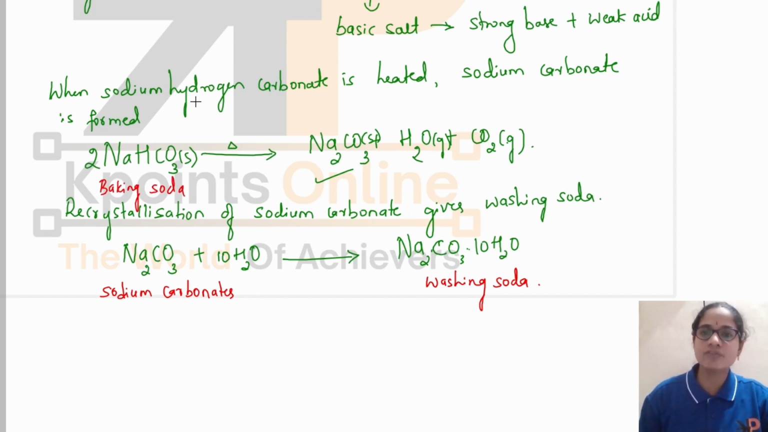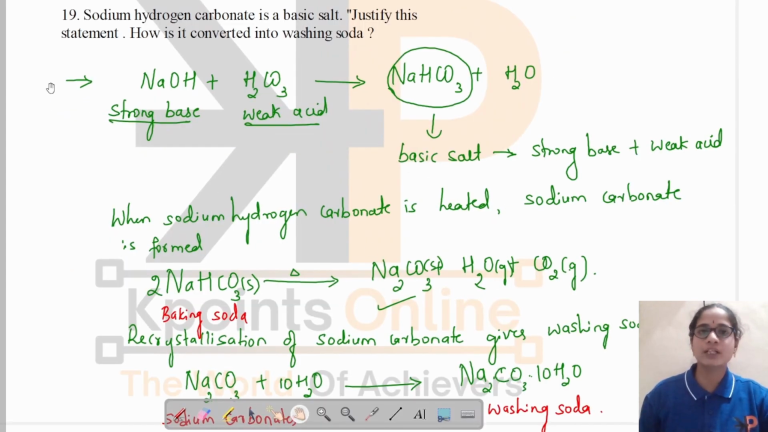When it is heated, we get anhydrous sodium carbonate. It does not have any water of crystallization. And when it is recrystallized from the solution, we separate the crystals of this salt, that is washing soda. So finally, the recrystallization of sodium carbonate gives washing soda. This is how you have to write the preparation. You have to read the whole question properly and then answer.